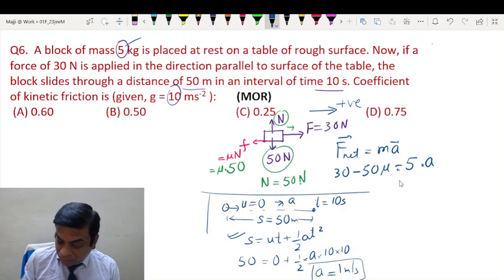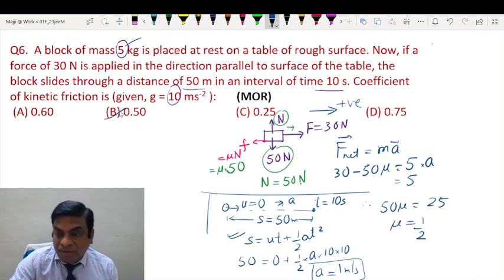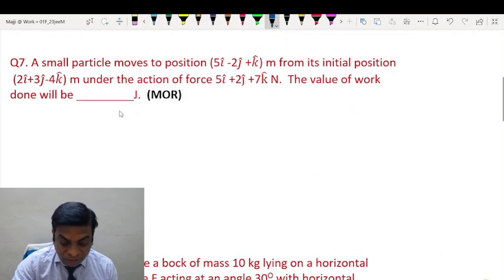Okay. So this will be 5. Therefore we have 50 mu is equal to 25. So mu is equal to half, that is 0.5. Moving to the next question.